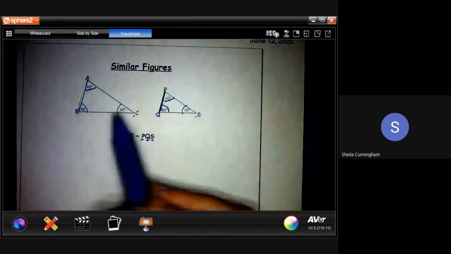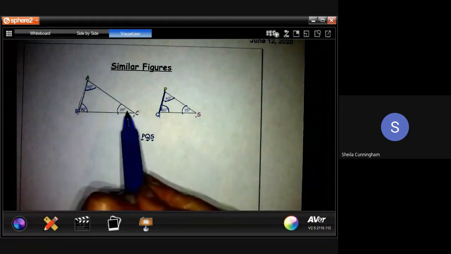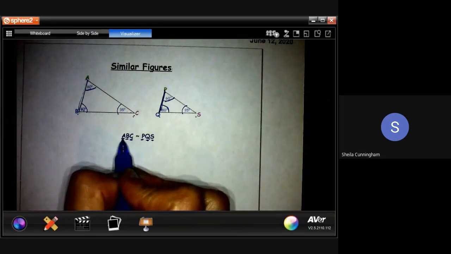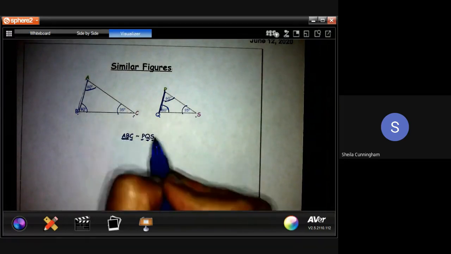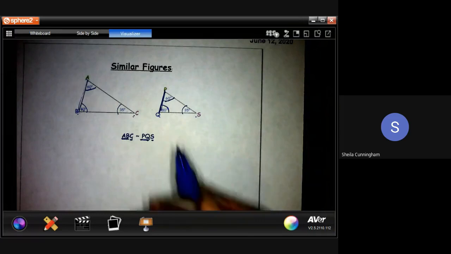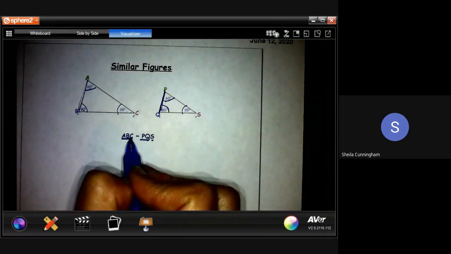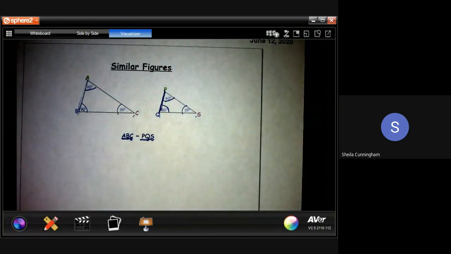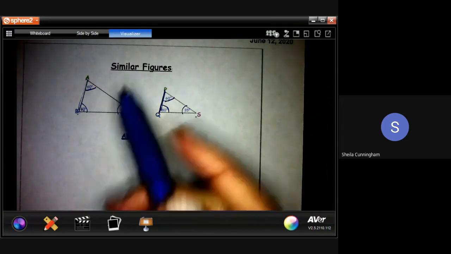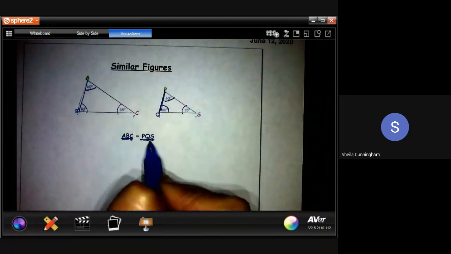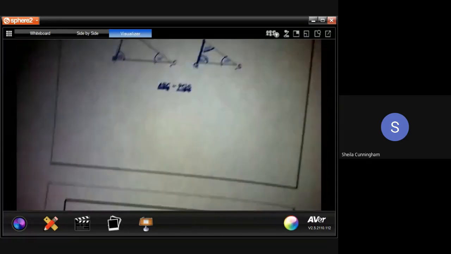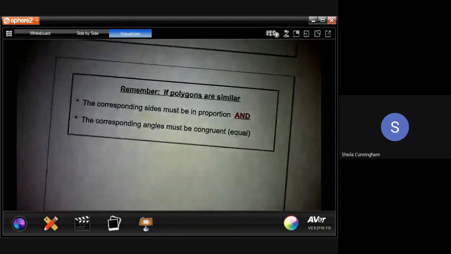I can't take PQ and correspond it to BC because those aren't sharing the same two angles. So the other piece, when you start to look at the labeling, I can look at this and say, hey, AB corresponds to PQ. But I also know BC corresponds to QS. So you can start to look at the order in which the labels are written. As long as they're written in the same order, then you will start to see which pieces correspond to one another.